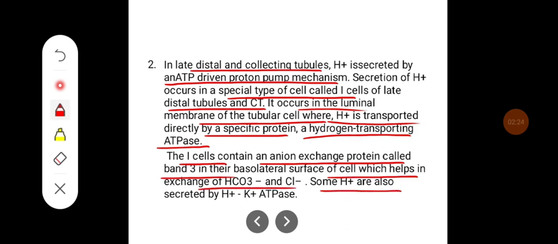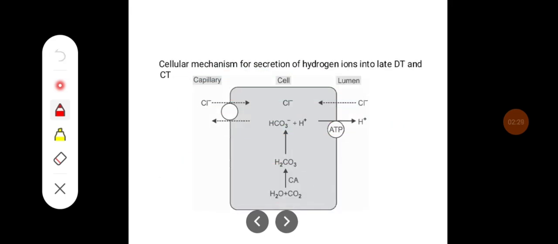Some hydrogen ions are also secreted by hydrogen-potassium ATPase. This is the diagram showing the active pump, how it secretes H+ ion into the tubular lumen, and these H+ ions are derived from the metabolism of carbonic acid.